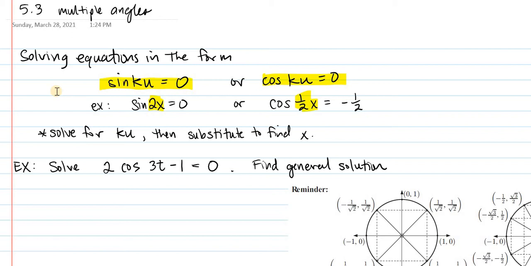Up until this point, we've just been solving equations that are sine of x equals something or cosine of x equals something. In this lesson, we're going to solve for multiple angles or half angles. That means things like sine of 2x or cosine of 1/2 x. So what we're going to do is solve like we did before for this product, for that KU thing, and we'll use our unit circles to help us. And then we'll continue solving to find just the value of x.